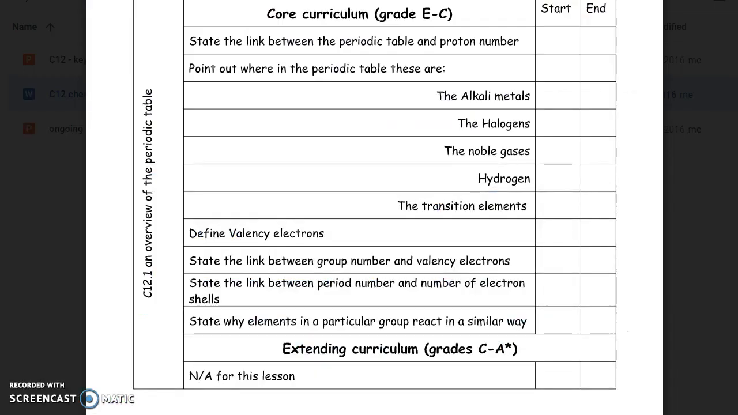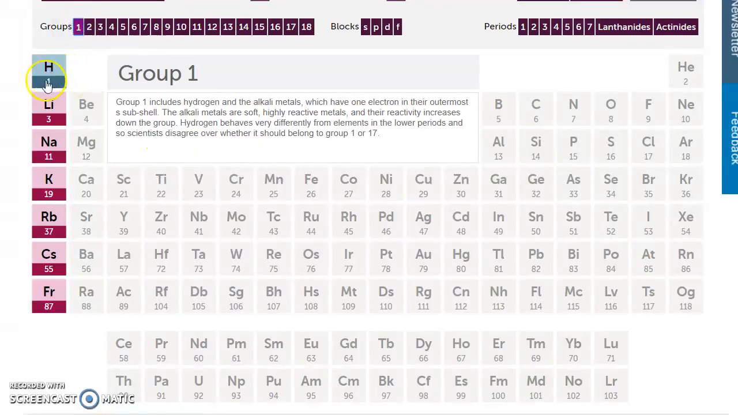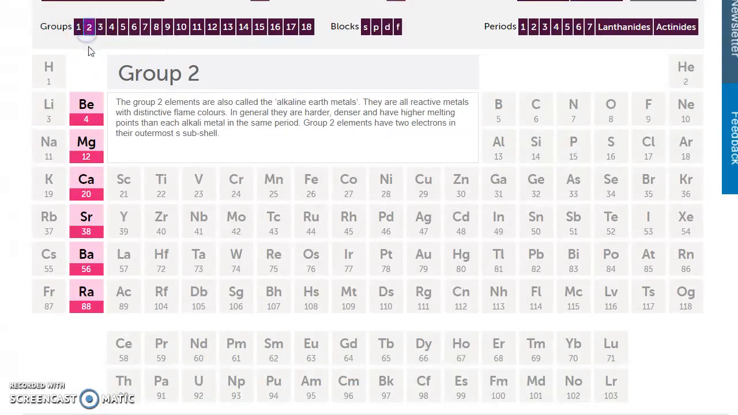You also need to be able to define valency electrons. Valency electrons is just a fancy way of saying outer shell electrons. So whenever you see valency electrons, just think outer shell electrons. It's how many electrons they have in their outer shell. And you can use the periodic table to find that out too, because the group 1s all have 1 valency electron, or 1 electron in their outer shell. The group 2s have 2 electrons in their outer shell.